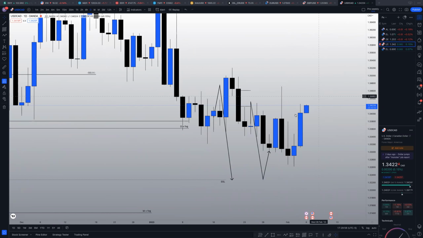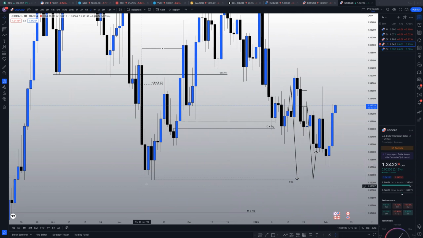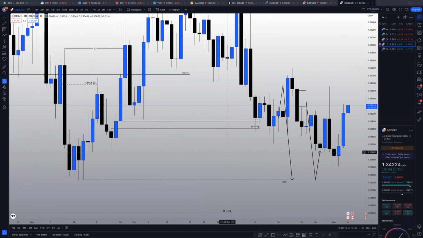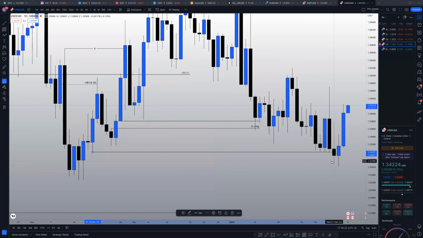UCAD. I was looking a little lower at this set of lows because we had a failure swing after the stop run. We did not get it. It just took the existing failure swings after that, in the form of this right here.